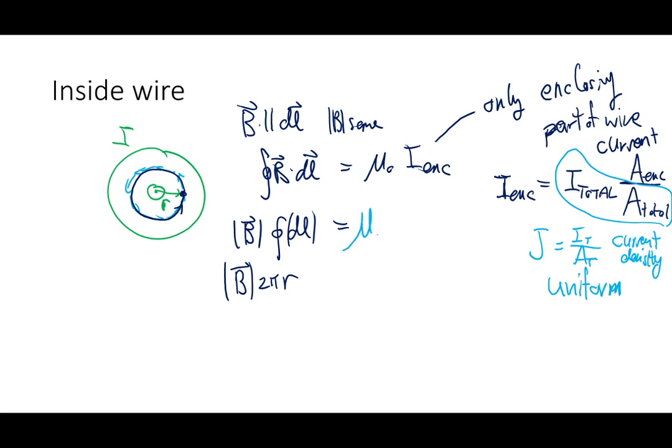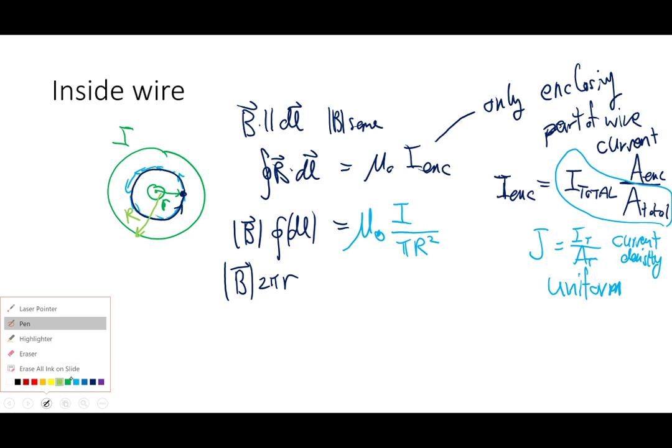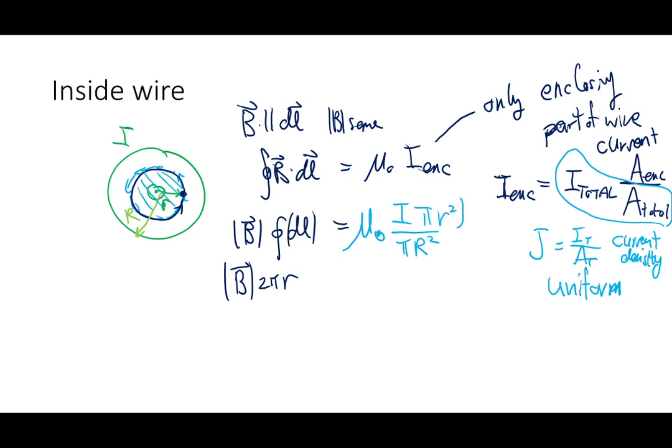So coming back, we got mu naught times the I total, which is I, divided by pi. Oh, sorry. Let's call the wire radius big R. So the total cross-sectional area of the wire is pi big R squared, whereas the area enclosed, just this chunk here, is pi little r squared.